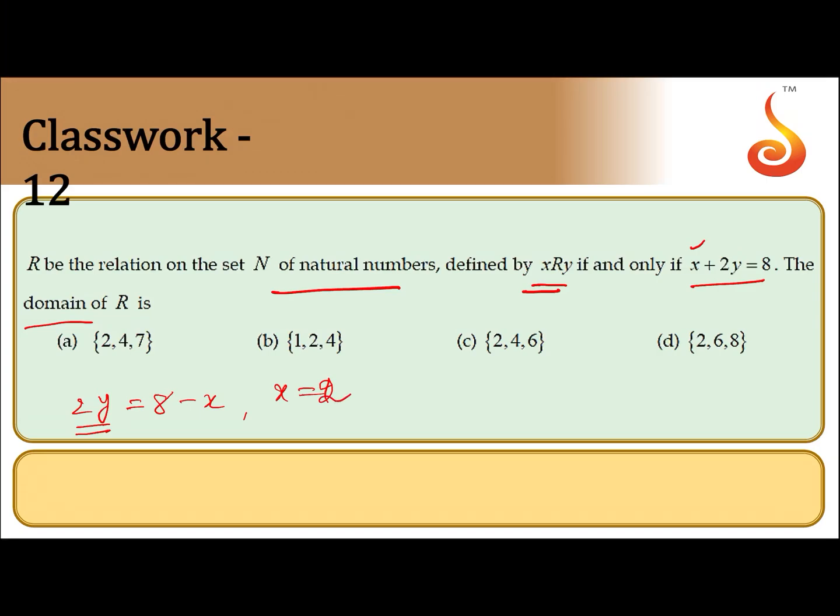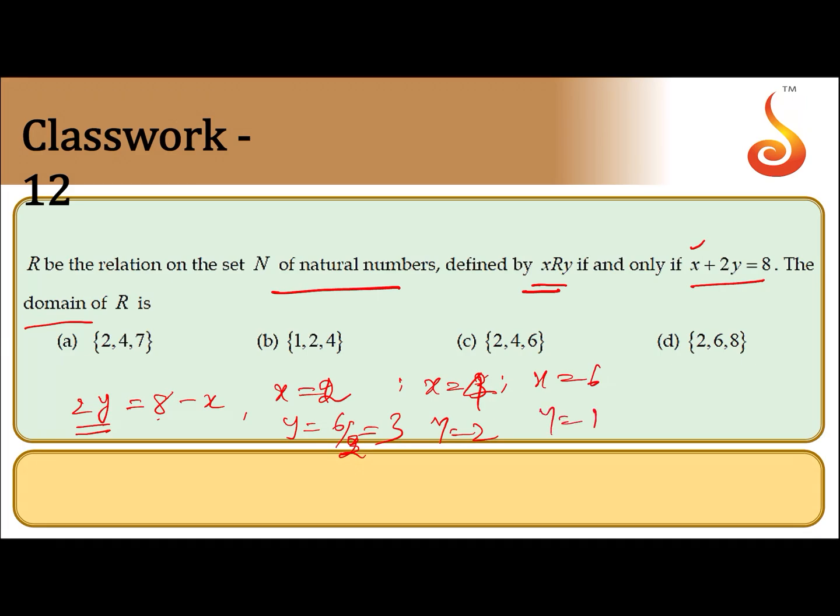So if x is equal to 2, y is equal to 8 minus 2, that is 6 by 2, that is equal to 3, got it. Y is equal to 3, right? And x equal to 3, when I substitute, is not possible. When I take x equal to 4, y is equal to 2, right? And x equal to 6, when I substitute, 8 minus 6 is 2, y is equal to 1.